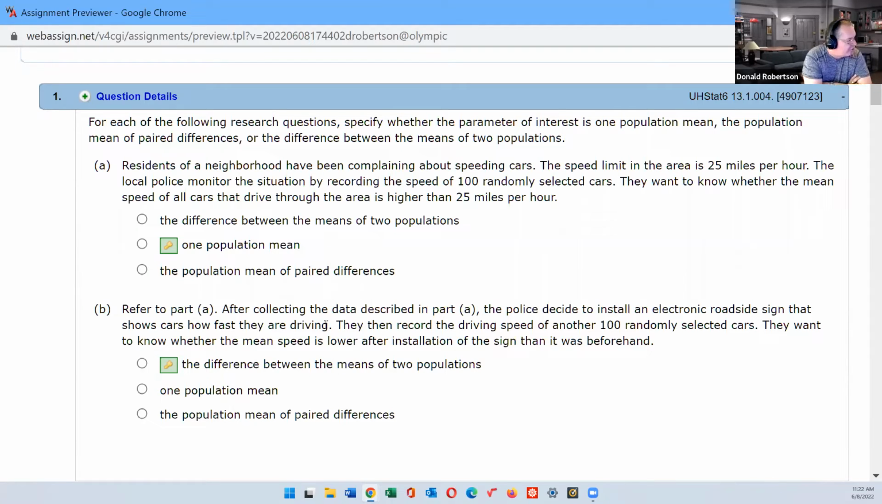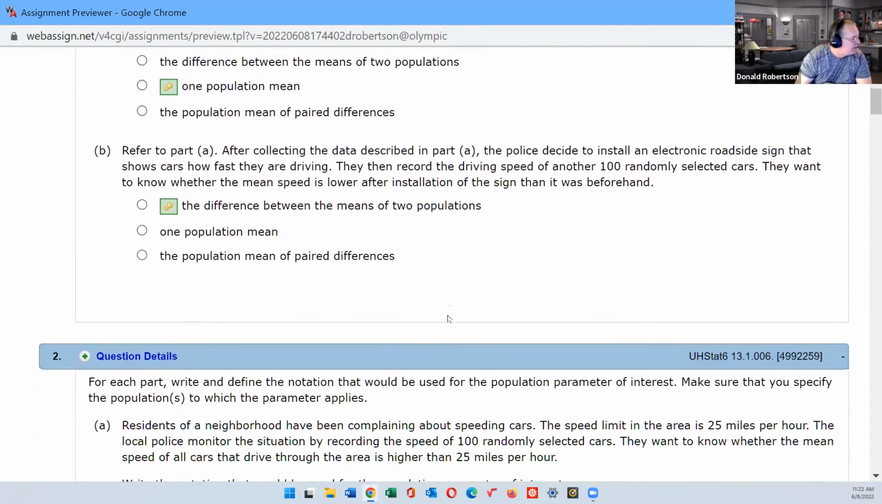First story: residents of a neighborhood have been complaining about speeding cars. The speed limit is 25 miles an hour in their area. The local police monitor the situation by recording the speeds of 100 randomly selected cars. And what we want to know now is whether the mean speed of all the cars that drive through the area is 25 miles an hour. Right. Okay, that's the story. Can you see that this is a story about one population mean? Right, this street that has a 25 mile an hour limit, that's the population, right? Cars who use that street.